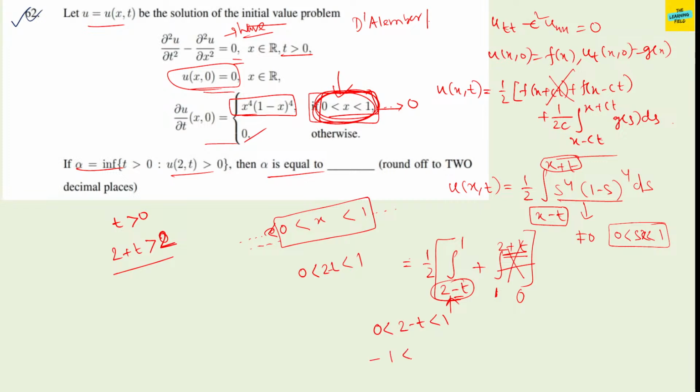If we multiply, then plus 2, 1 less than t. Okay, thank you, and thank you for watching in the midnight. It's already 11:27. So we get the interval of t, therefore we have to find the infimum of t. The infimum value is 1 and the supremum value is 2, therefore the infimum is fine.